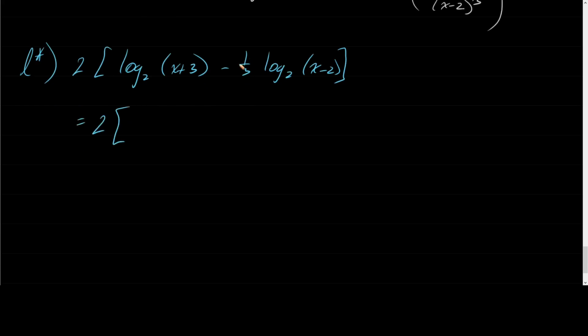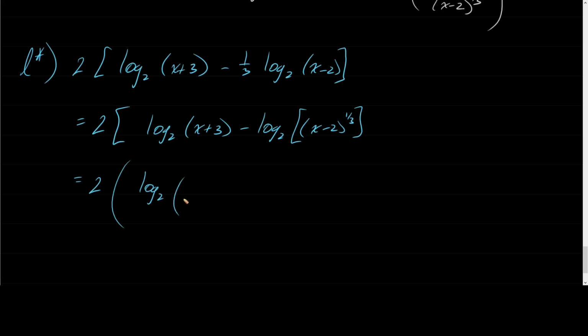So I'm going to put this exponent up here, right? This coefficient is going to become an exponent. So I have log base 2 of (x plus 3) minus log base 2 of (x minus 2) to the 1/3. Then I'm going to apply the quotient rule here, and I end up with 2 times log base 2 of (x plus 3) over (x minus 2) to the 1/3, giving me, well, now essentially these big parentheses out here weren't doing anything, right? Essentially I just have 2 times that.